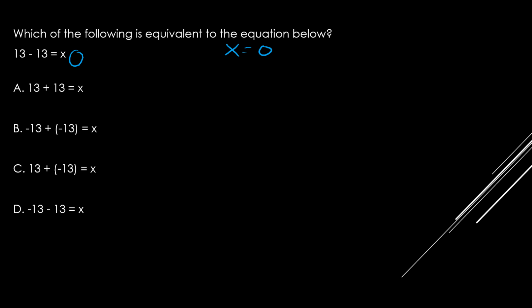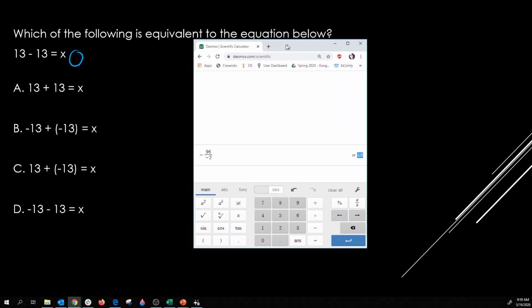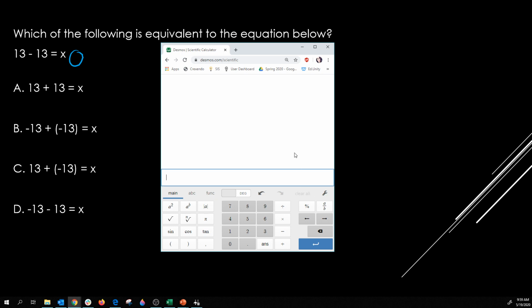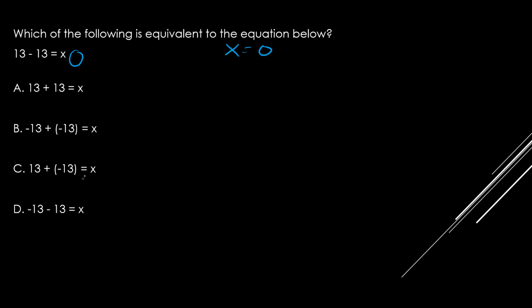So give me 1 second to get that calculator back. So let's type all these in. Remember, we are looking for 0. So 13 plus 13, negative 13 plus negative 13, 13 plus negative 13, negative 13 minus 13. See how this one here, 13 plus negative 13, is the only one that gives me 0? That tells me that 13 plus negative 13 is equivalent because they both equal 0.